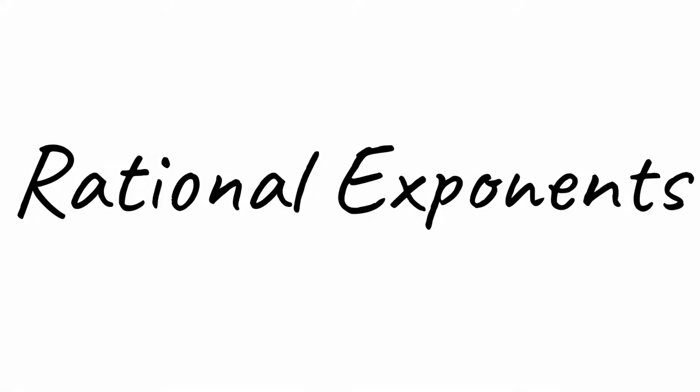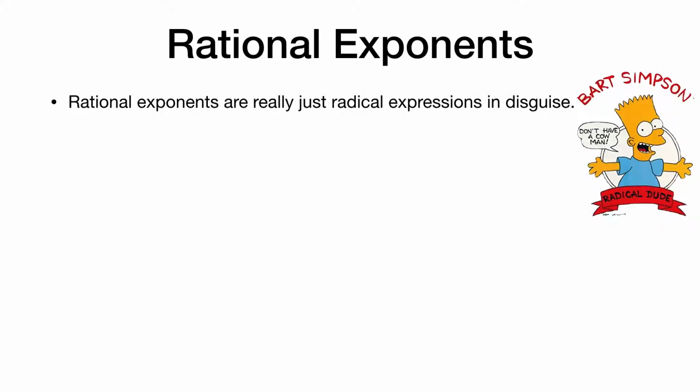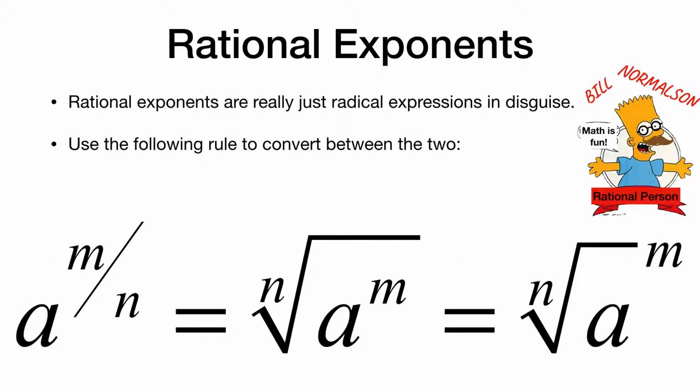So today we're going to talk about rational exponents. Rational exponents are really just radical expressions in disguise. Use the following rule to convert between the two. If I say a to the m over n, that's the same as whatever is in the numerator is the power I'm raising it to, and in the denominator is the root.